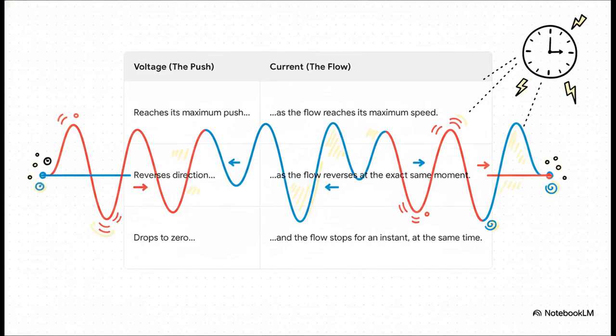Just look at how this breaks down. It's kind of beautiful, right? The moment the voltage, our push, hits its maximum power, the current, our flow, hits its top speed. The very instant the voltage decides to switch directions, the current switches right there with it. There is zero delay. They're like perfect dance partners, moving in complete and total harmony.